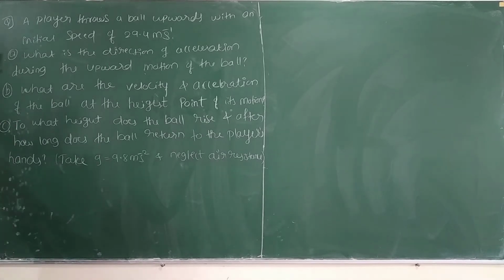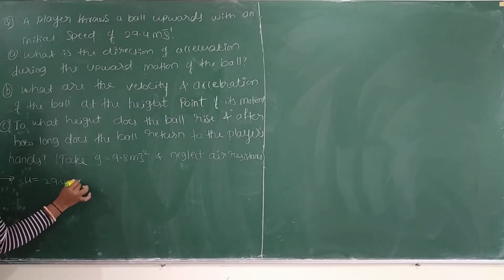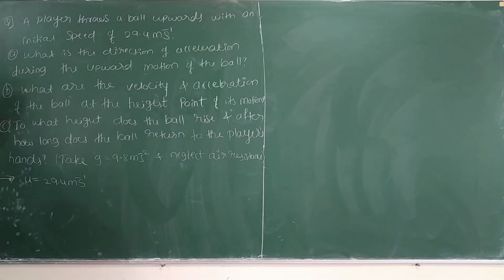So the next question is, a player throws a ball upwards with an initial speed of 29.4 meter per second. So this is the given data. Just write here, initial velocity is how much? 29.4 meter per second. The player is throwing the ball upward with an initial speed of 29.4 meter per second.